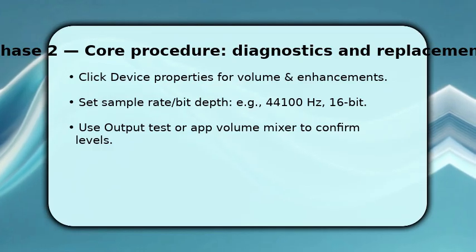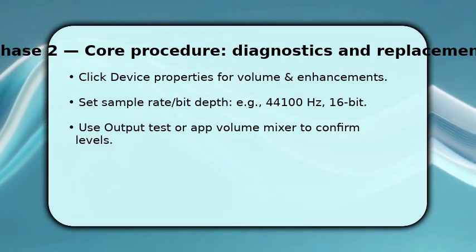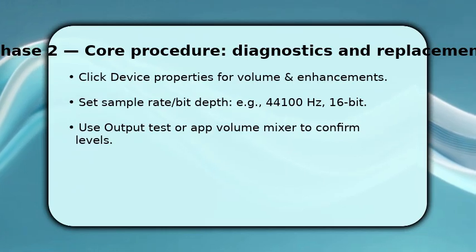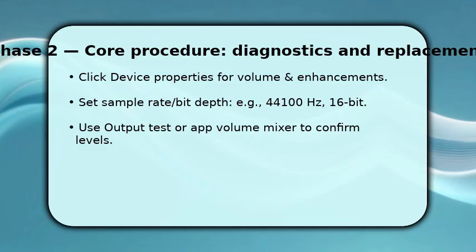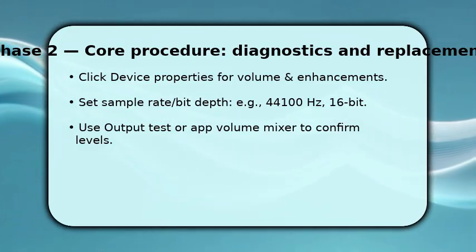Under Additional Device Properties, go to Advanced and choose Sample Rate and Bit Depth. 44,100 Hz at 16-bit is standard for most users. Enable or disable enhancements like spatial sound depending on preference, because some add latency.